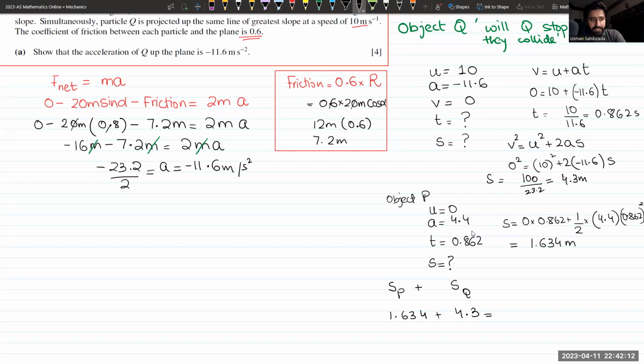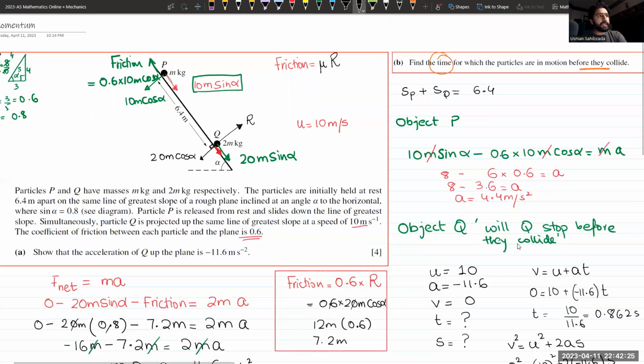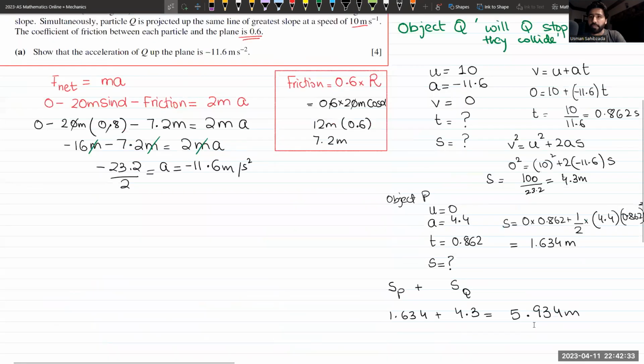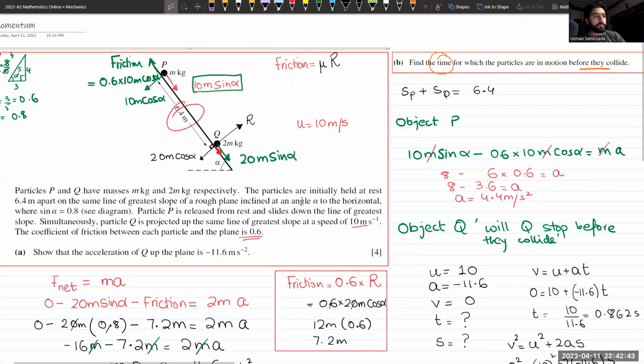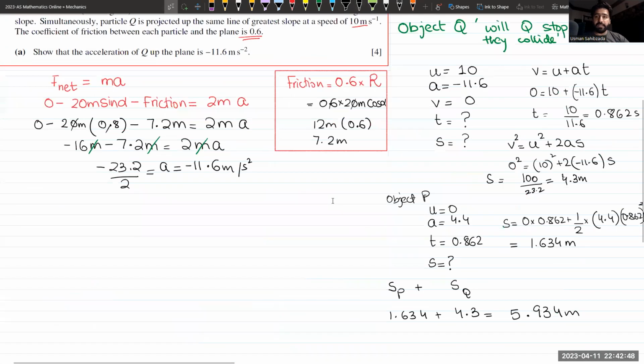So when you calculate this, it comes out as 5.934 meters. Now, 5.934 meters means the gap between them was 6.4, and the sum that we have right now is 5.934. This shows that they have not collided. The object going from bottom to top, object Q, has come to a stop and there is no collision. So what is still the gap between them?